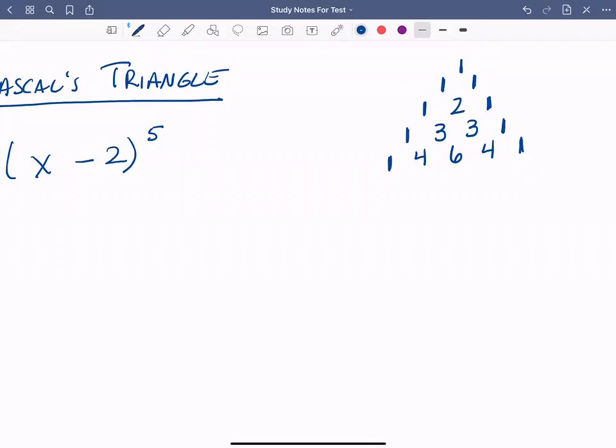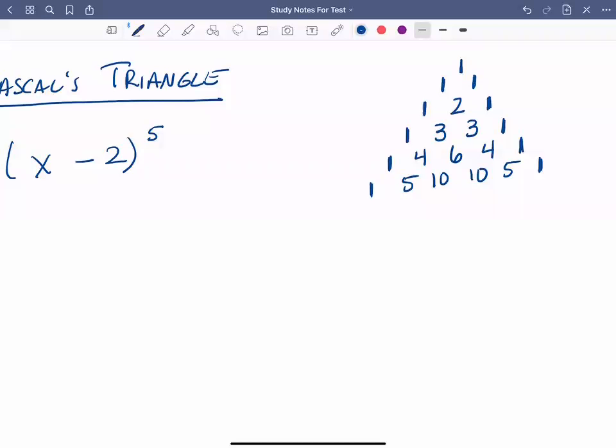Let's go one more, because that is how far we need to go, and I'll explain. So we have 1, and 1 plus 4 is 5, so 5 will go here. 4 plus 6 is 10, so we'll next write a 10. Again, 6 plus 4 is 10, so it's another 10. And then we have 5, and our last value is 1.